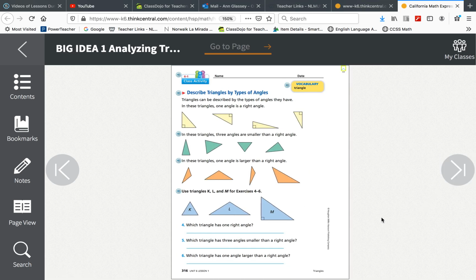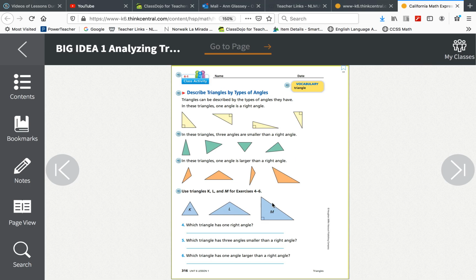Flip it over. Triangles can be described by the type of angle. For example, a right triangle has one corner that's just like a book page. That's called a right triangle. Some triangles have angles smaller than a right angle or larger than a right angle.